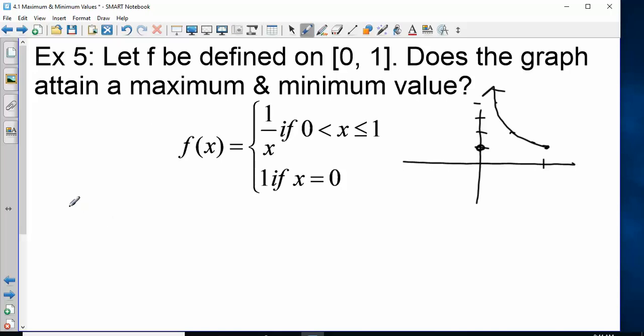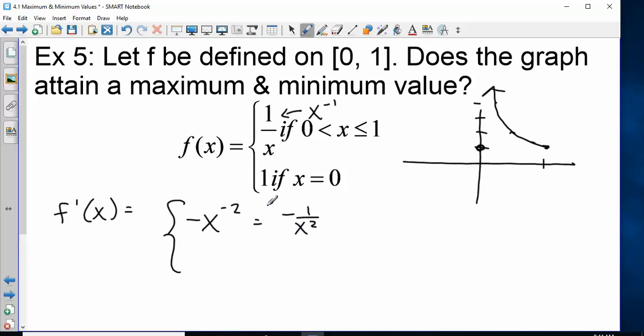If we wanted to do it our other way, we do our derivative. You have to do the derivative of each piece. 1 over x, that's like x to the negative 1. So its derivative is negative x to the negative 2. Or you could write that as negative 1 over x squared. What's the derivative of 1? It's 0. Okay. Our critical numbers are when this thing is 0 or undefined.